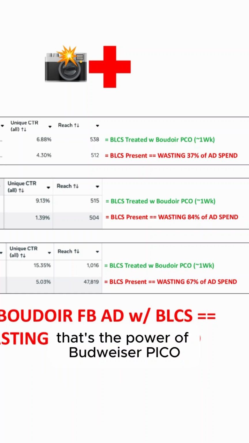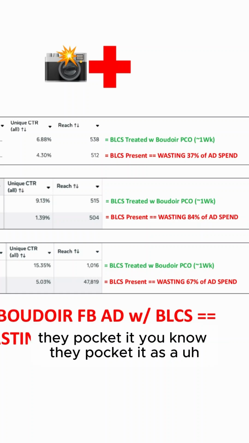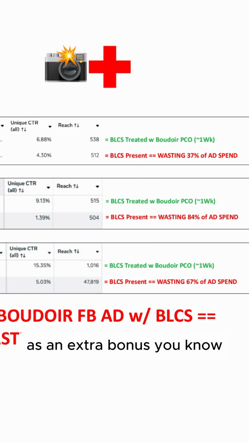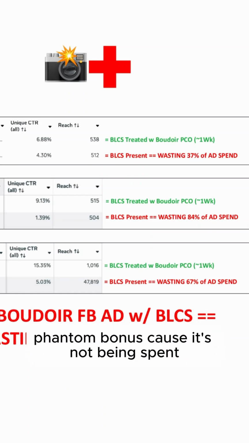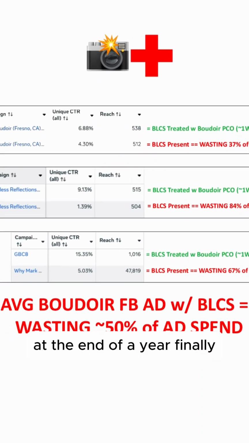That's the power of Boudoir Pico. So 8,400 bucks a month, they don't even have to spend it anymore. They pocket it. They pocket it as an extra bonus, a phantom bonus, because it's not being spent. And that's like 100K at the end of 12 months, at the end of a year.